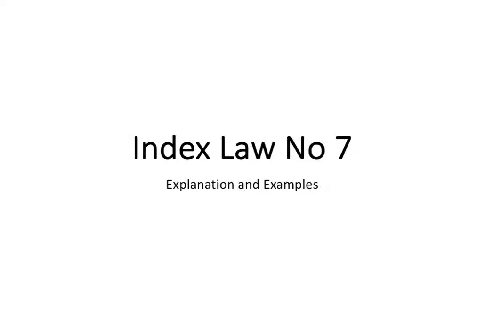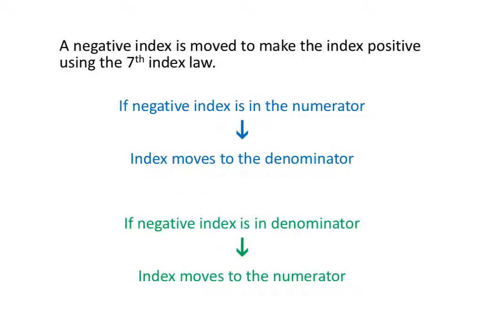In this video, we're going to have a look at how to work with negative indices using the seventh index law. When you have a negative index, the index is moved to make the index a positive using the seventh index law. So if the negative index is in the numerator, or up the top, then the index moves to the denominator. Conversely, if the negative index is already in the denominator, then the index will move to the numerator.